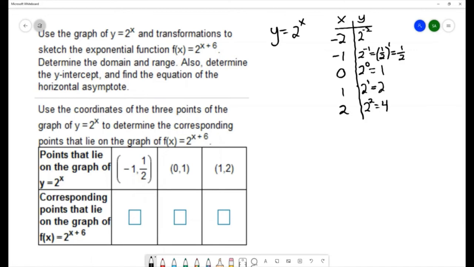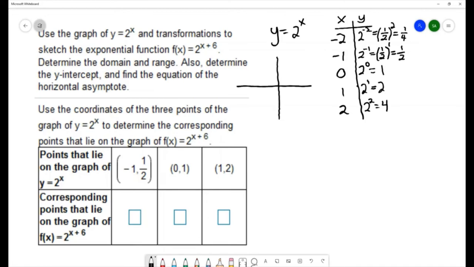2 to the -2, that negative still means reciprocal of the base. The reciprocal of 2 is 1/2. Raise that to the second power, and we get 1/4. So this is our base function. We want to think about the graph of this base function.